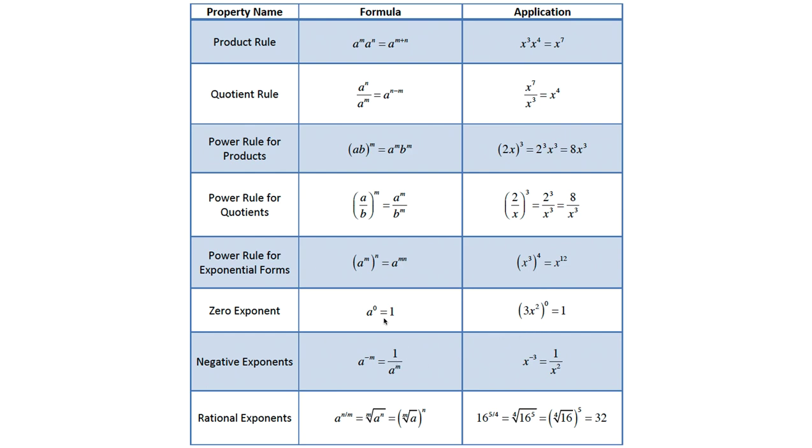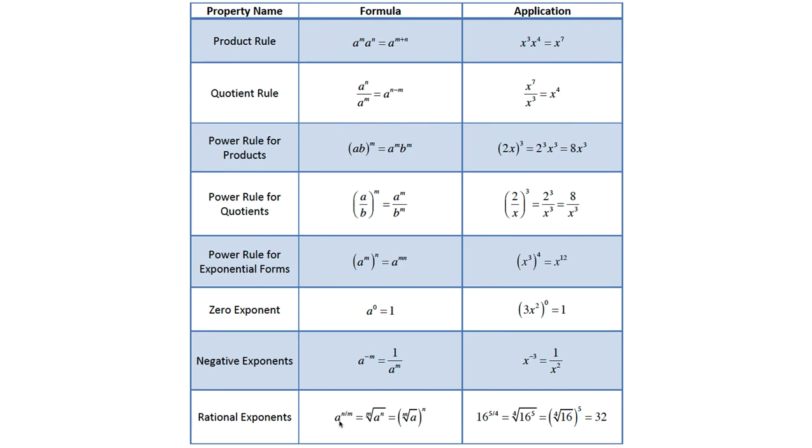How about a to the 0 power? You remember that was going to be 1. Okay. A to the minus m is 1 over a to the m. So if you've got negative exponents, you think of those as reciprocals. I just noticed a typo. This should be x to the minus third is 1 over x cubed. Oh well. Rational exponents, a to the n over m, that's the mth root of a to the n, or the mth root of a raised to the n power. Okay, so all this stuff should be review for you.